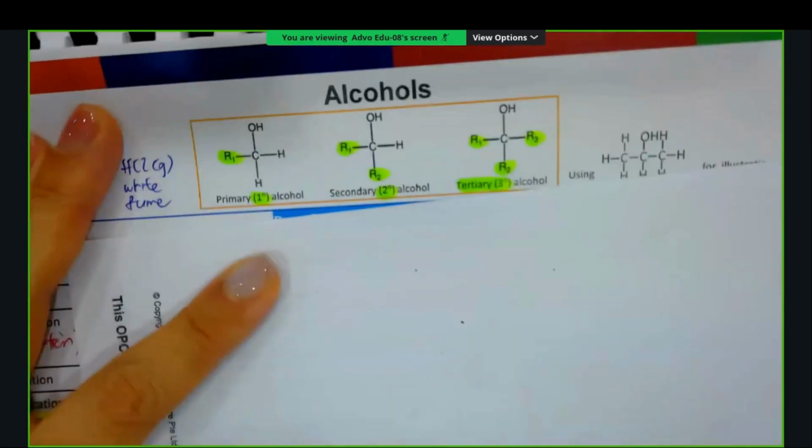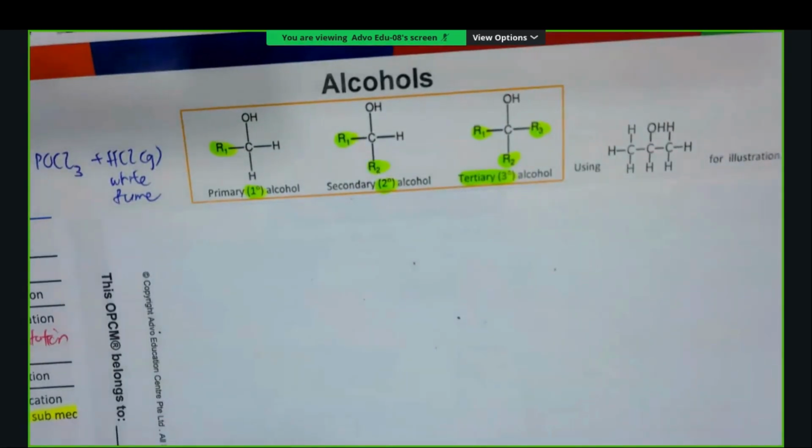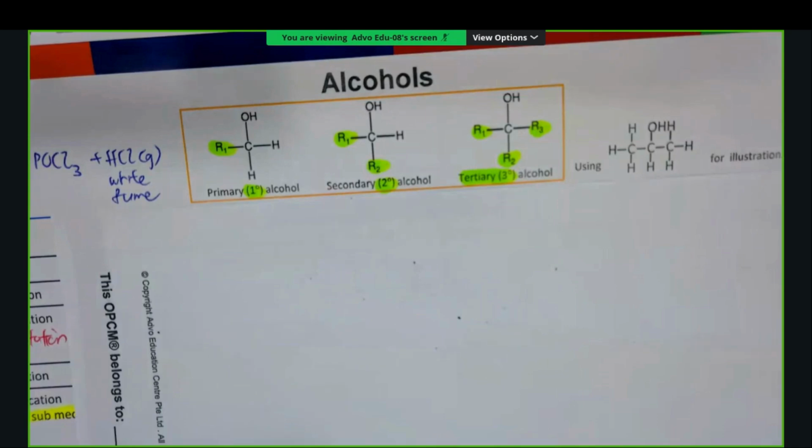That's what we learn in O level, right? Regardless of how your alcohol looks like. But now we will tell you that depending on the structural formula of your alcohol, whether it's primary, secondary, or tertiary, it will affect the product we form. Not all of them will give you acid, only a particular feature. So we need to learn that.